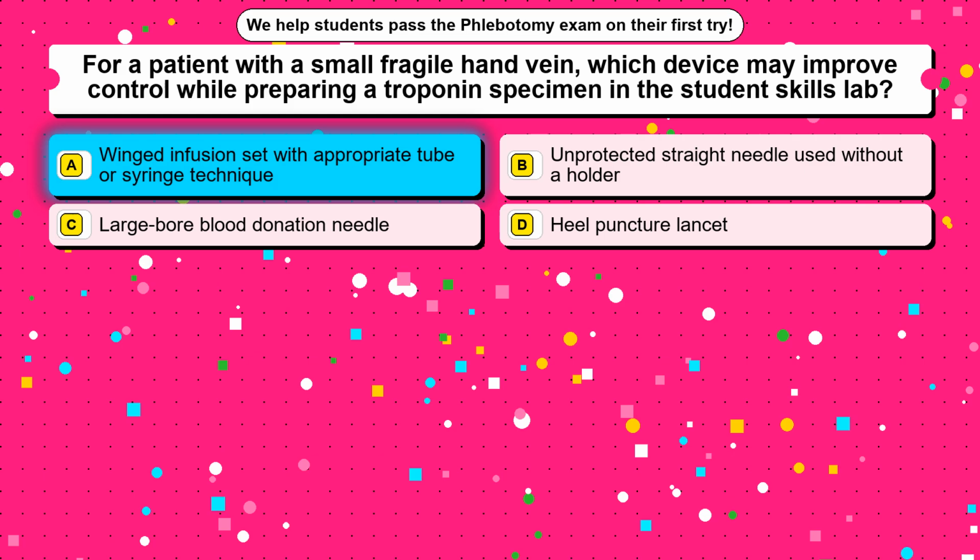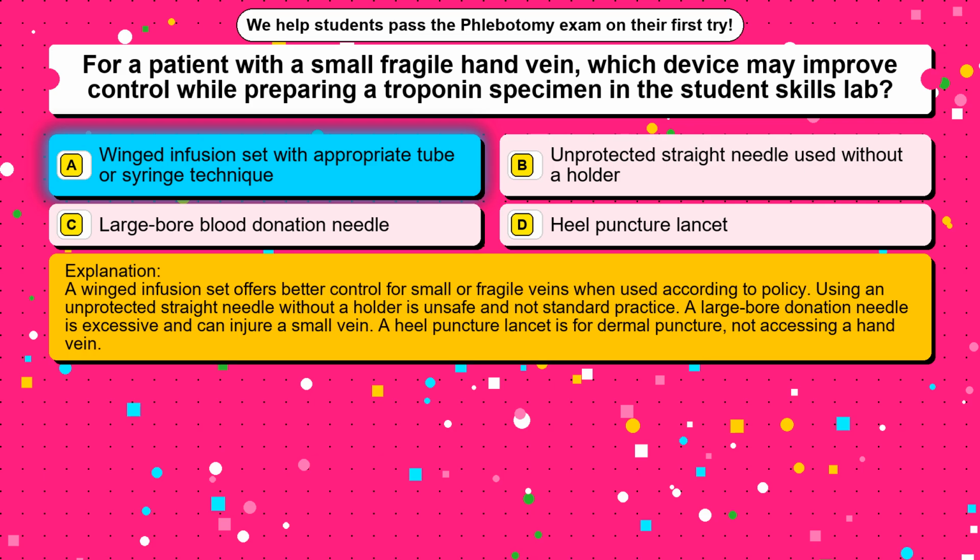The correct answer is option A. Winged infusion set with appropriate tube or syringe technique. A winged infusion set offers better control for small or fragile veins when used according to policy. Using an unprotected straight needle without a holder is unsafe and not standard practice. A large bore donation needle is excessive and can injure a small vein. A heel puncture lancet is for dermal puncture, not accessing a hand vein.